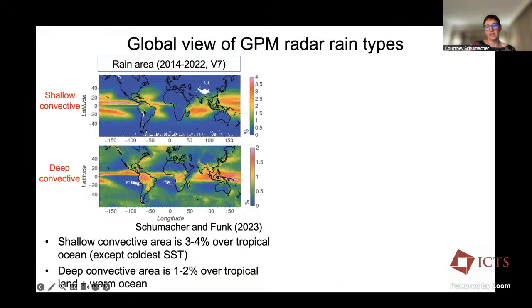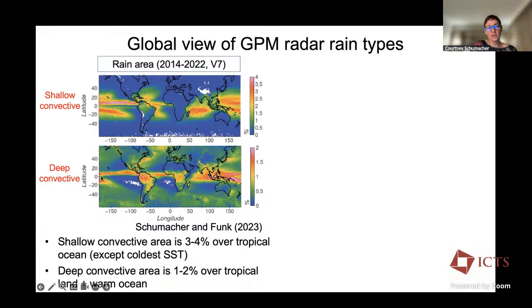And so just note that. Whereas the deep convection and the shallow convection is about 3 to 4% over the tropical ocean, that's sort of averaged over the year. But you can imagine convection doesn't cover that much area. It can't.